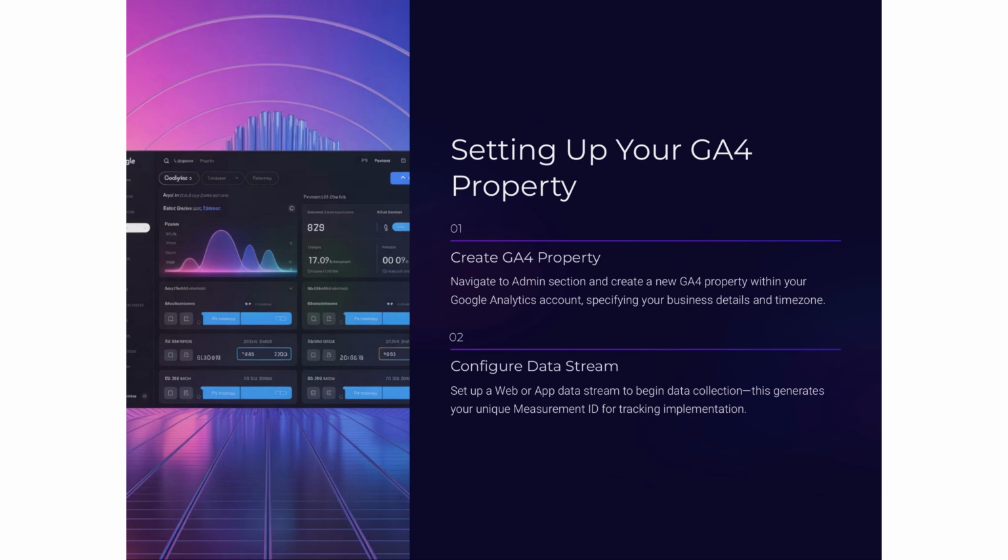To set up your Google Analytics 4 property, first navigate to the admin section of your Google Analytics account. Create a new Google Analytics 4 property, entering your business details and time zone. Next, configure a web or app data stream to start data collection, which will generate your unique measurement ID for tracking purposes.